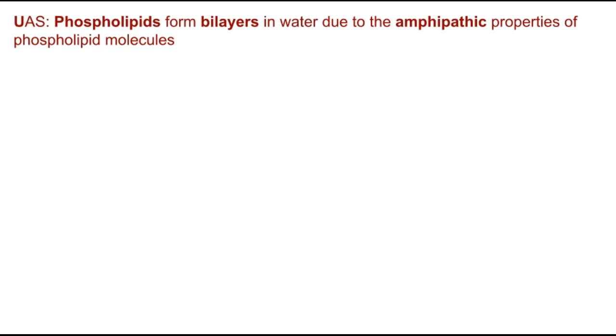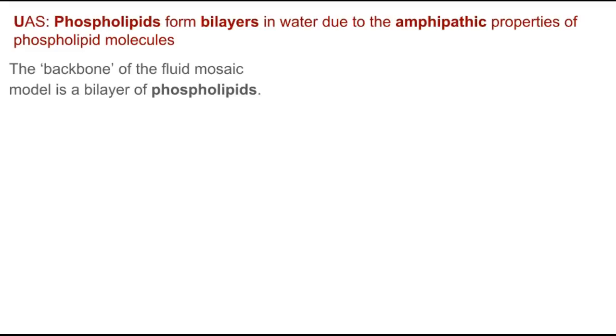Okay, our first understanding is this. Phospholipids form bilayers in water due to the amphipathic properties of phospholipid molecules. The backbone of the fluid mosaic model is a layer of what's called phospholipids. So we'll look at the structure of these in detail.